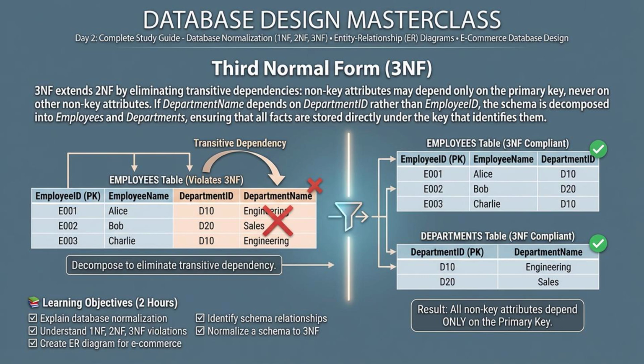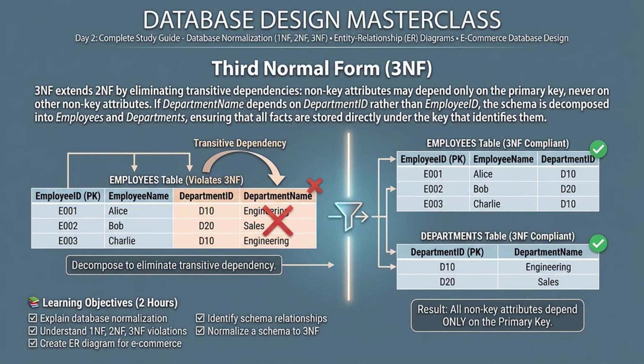For example, engineering is repeated for every employee in Department D10. If we ever needed to change the name of Department D10, we'd have to update multiple rows, increasing the chance of errors. To achieve 3NF, we perform a decomposition.